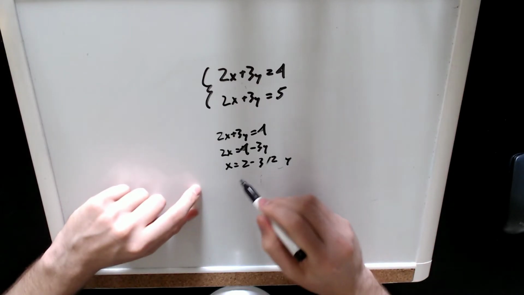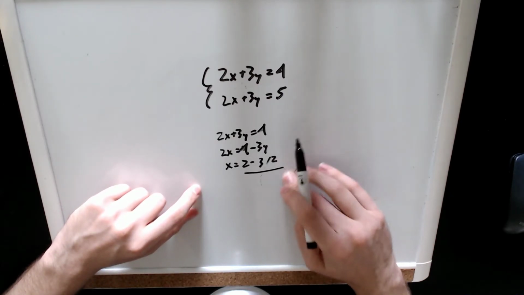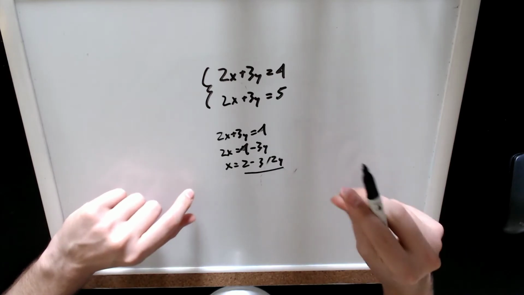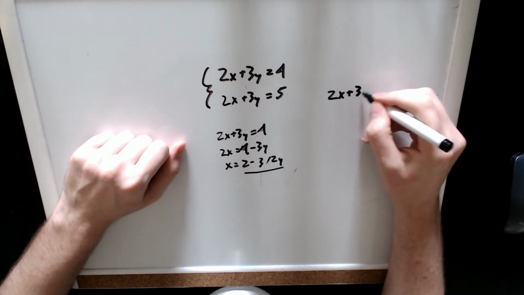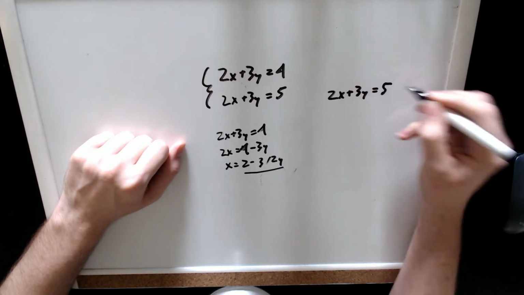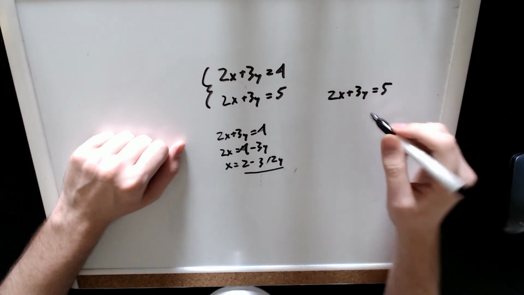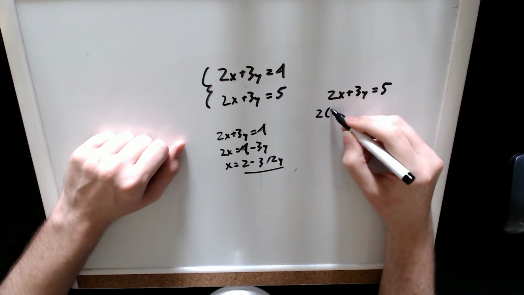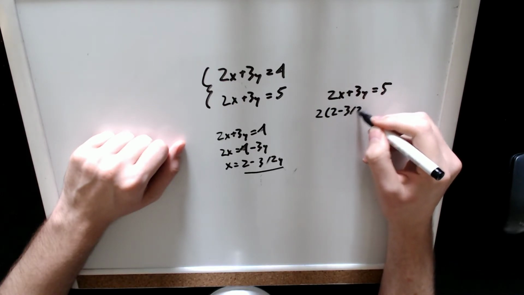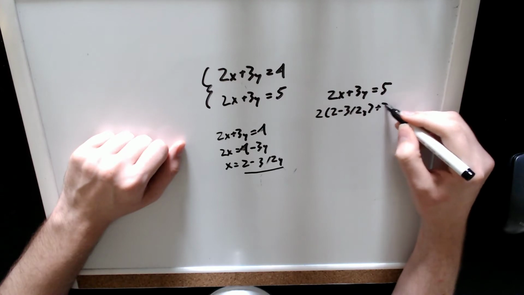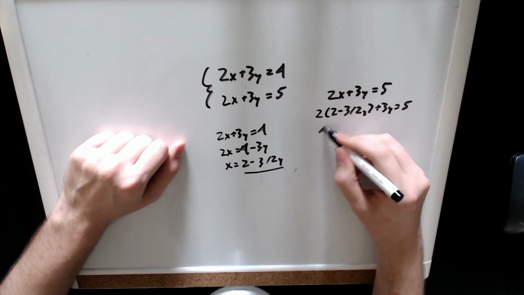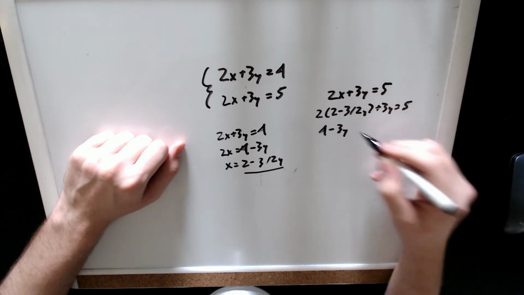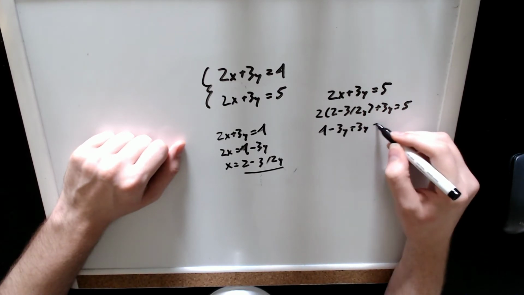So now we're going to take this and substitute it back into the other one. So we have 2x plus 3y equals 5, and we know that x equals 2 minus 3/2 y. So 2 times 2 minus 3 over 2y plus 3y equals 5. Distribute the 2 here, we get 4 minus 3y plus 3y equals 5.